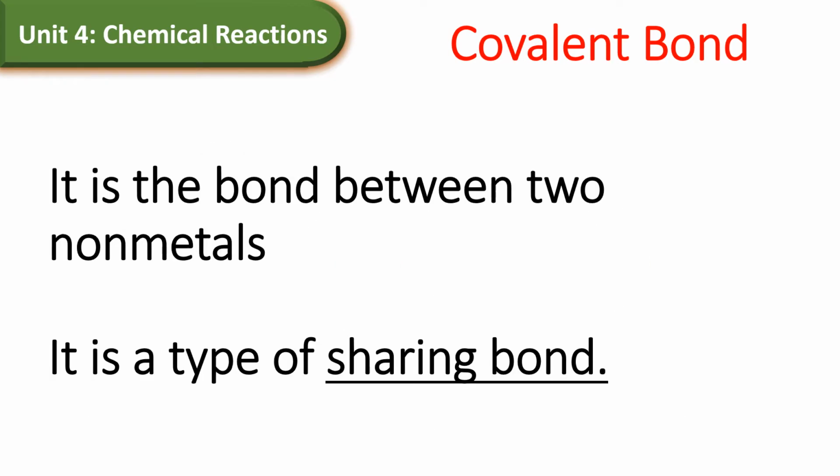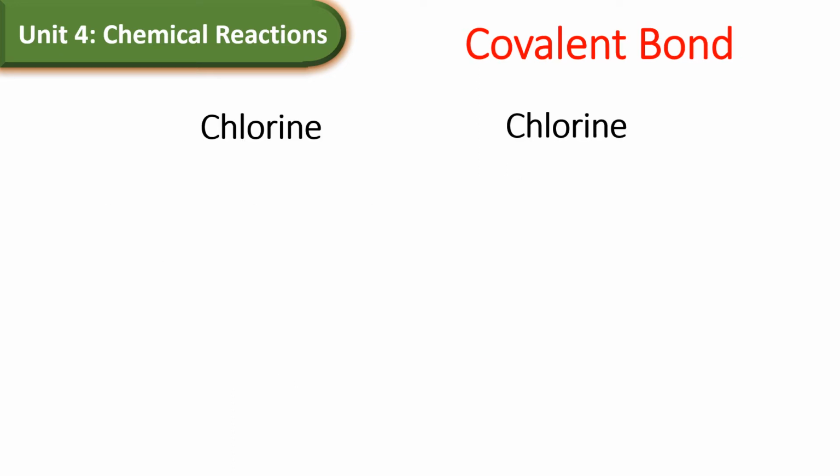Now let's go to your second type of bond, which is your covalent bond. What is a covalent bond? It is a bond between two non-metals. Please take note, two non-metals. This type of bond is a sharing bond. Let's look at the next slide. Now, looking at your periodic table, you can see that chlorine is a non-metal.